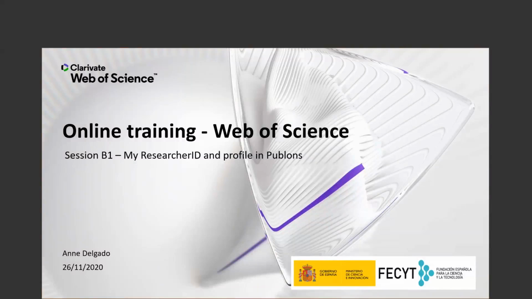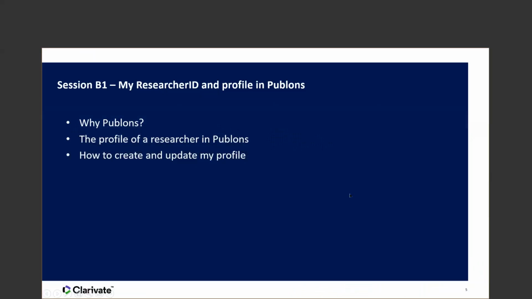Today, within the frame of all the tools available through the Web of Science, we are going to talk about Publons. Publons is the new platform where we have now your identificators, your researchers' IDs. And here is the program of this session today.